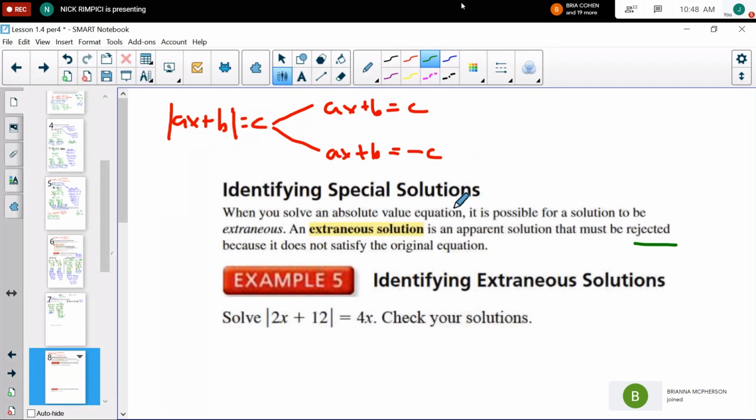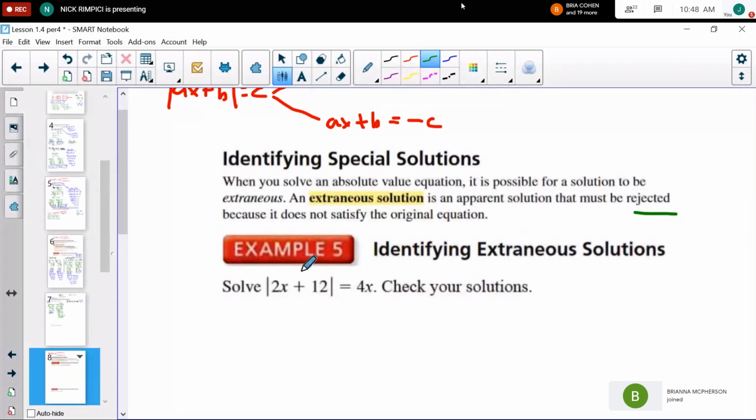Okay. Anyway, in this question, we have |2x + 12| = 4x, only one absolute value, and we're going to solve this and then check our solutions. After I'm done doing it algebraically, of course, I'll show it to you graphically because I want you to see what's happening. I'm happy in this question because |2x + 12| is by itself, the absolute value is alone. So I can split this into two equations.